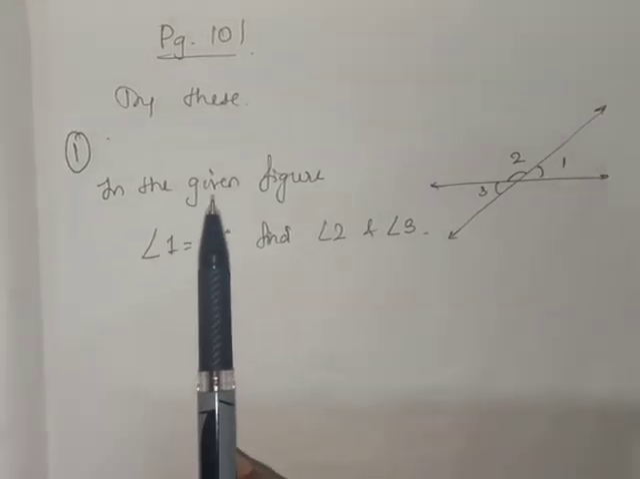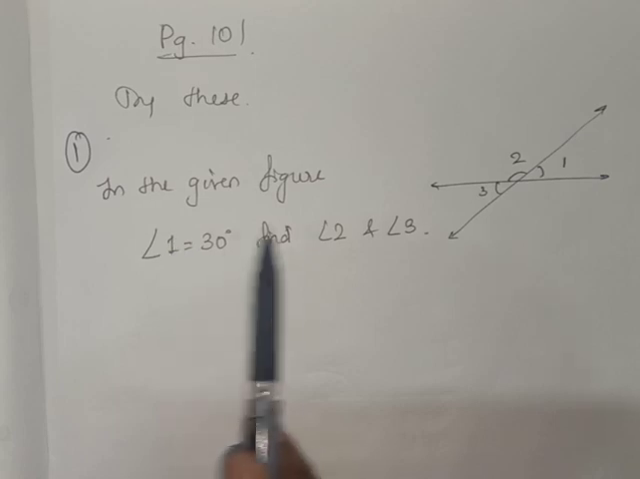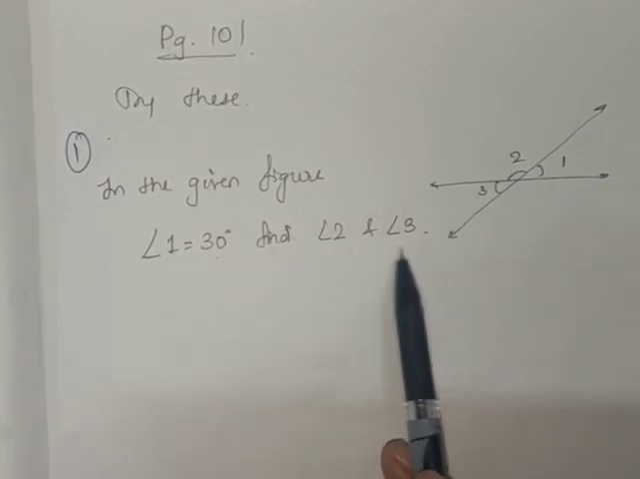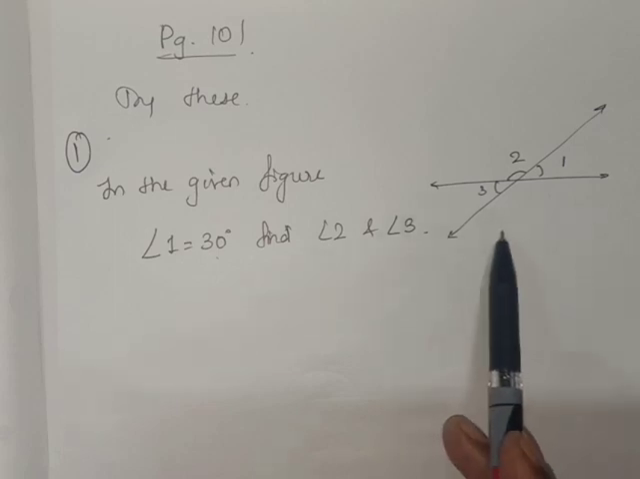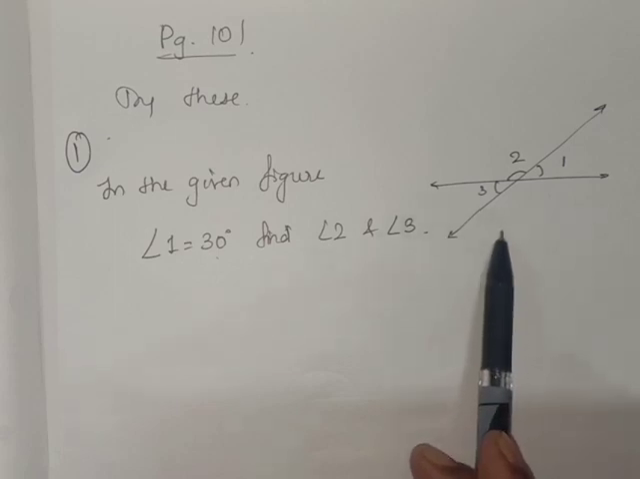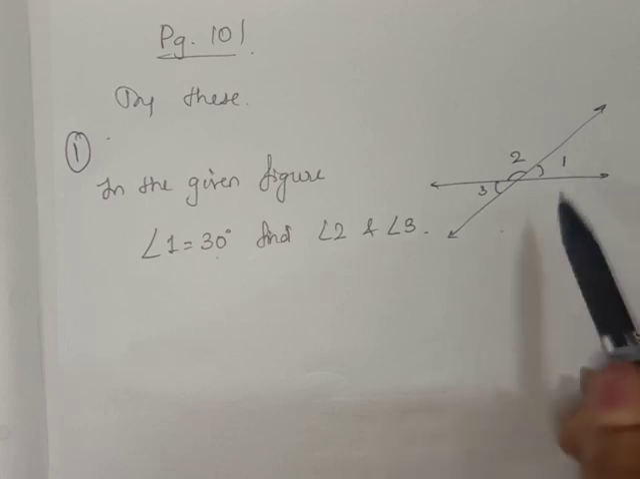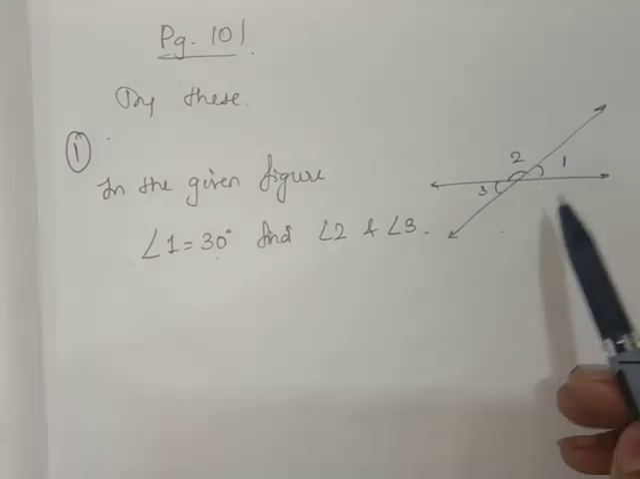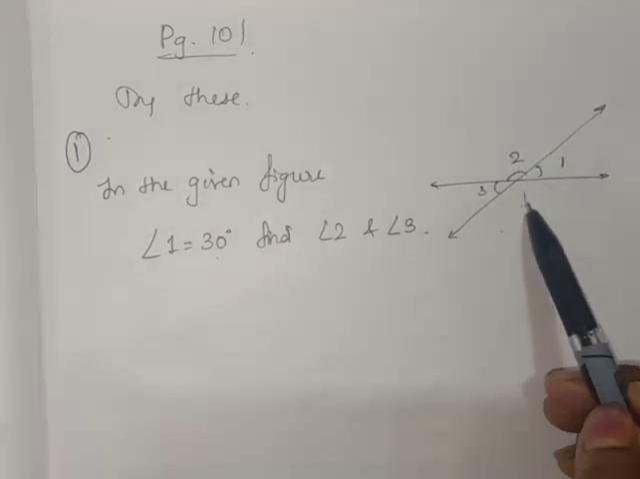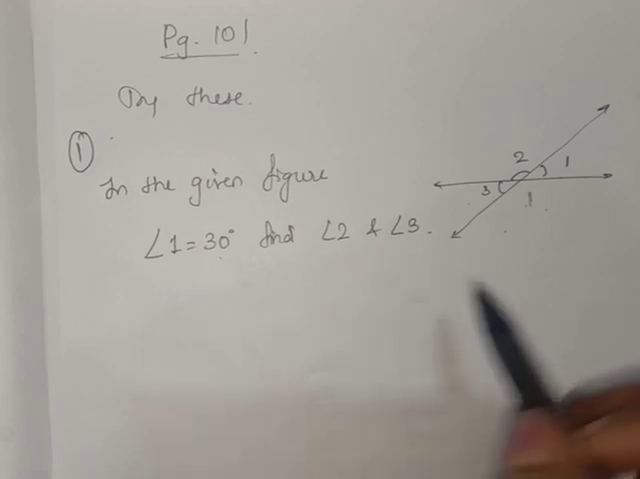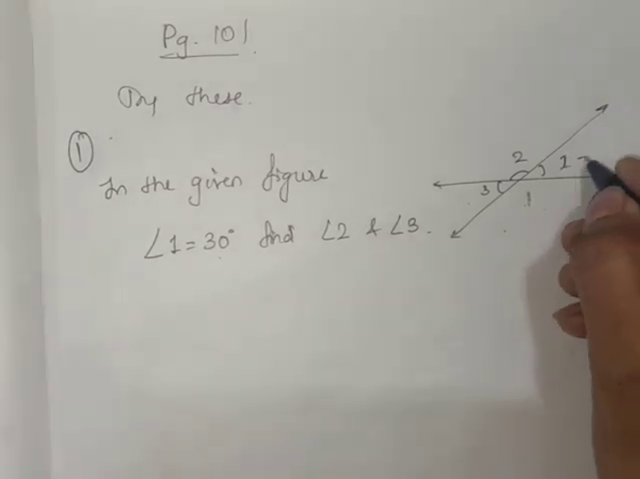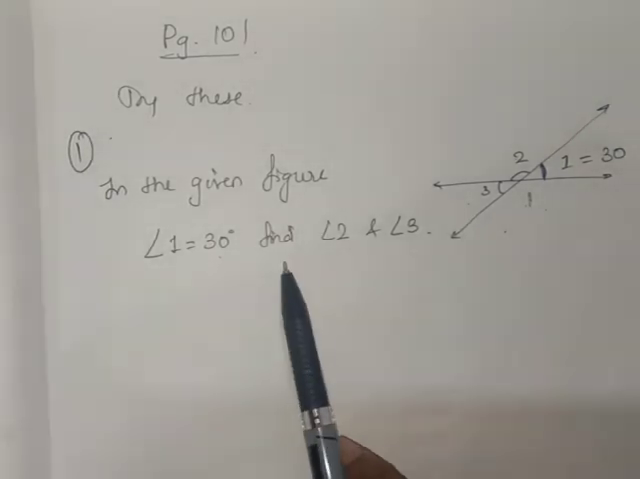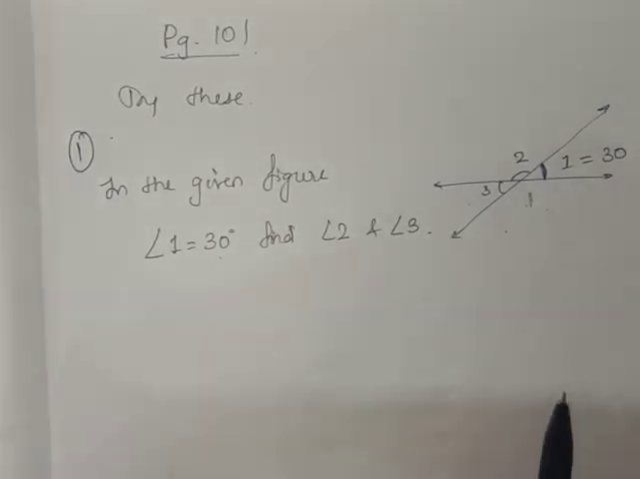Next, page number 101. The question is, in the given figure, angle 1 is 30 degrees, find angle 2 and angle 3. The figure is already given. We have already learned the concept of vertically opposite angles. Here the vertically opposite angles are angle 1 and angle 3, and angle 2 and the one on the opposite side. Angle 1 is 30 degrees, it is given. Find angle 2 and angle 3.